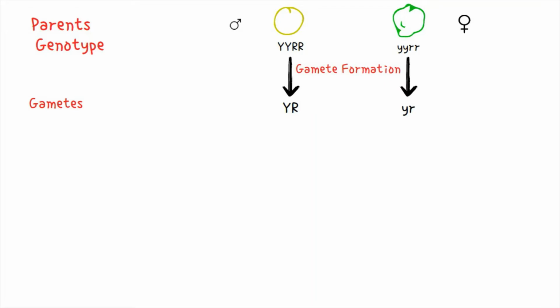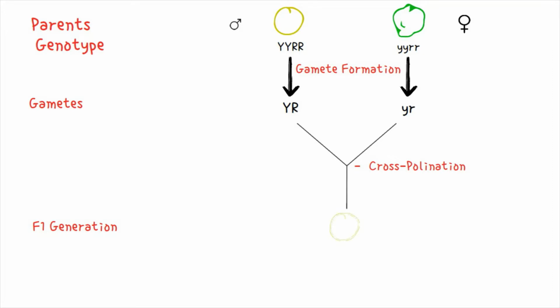And the genotypes of these plants are as shown. During gamete formation, each gamete will receive a single allele for each trait. So each gamete will receive a single allele for each trait, and on cross pollination of these plants they give rise to the plants that will form the F1 generation.